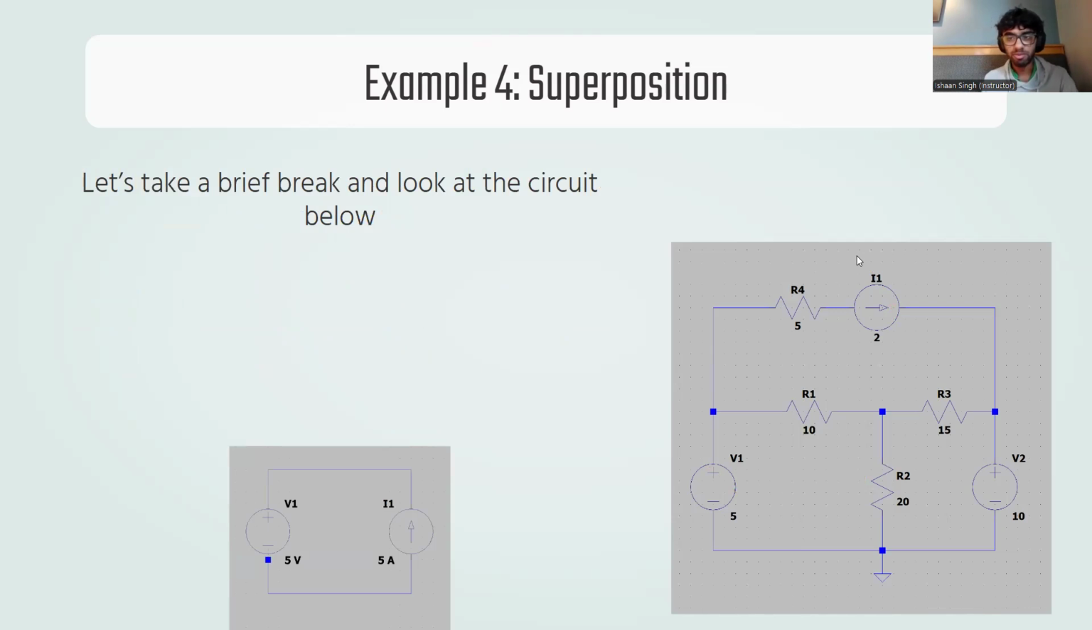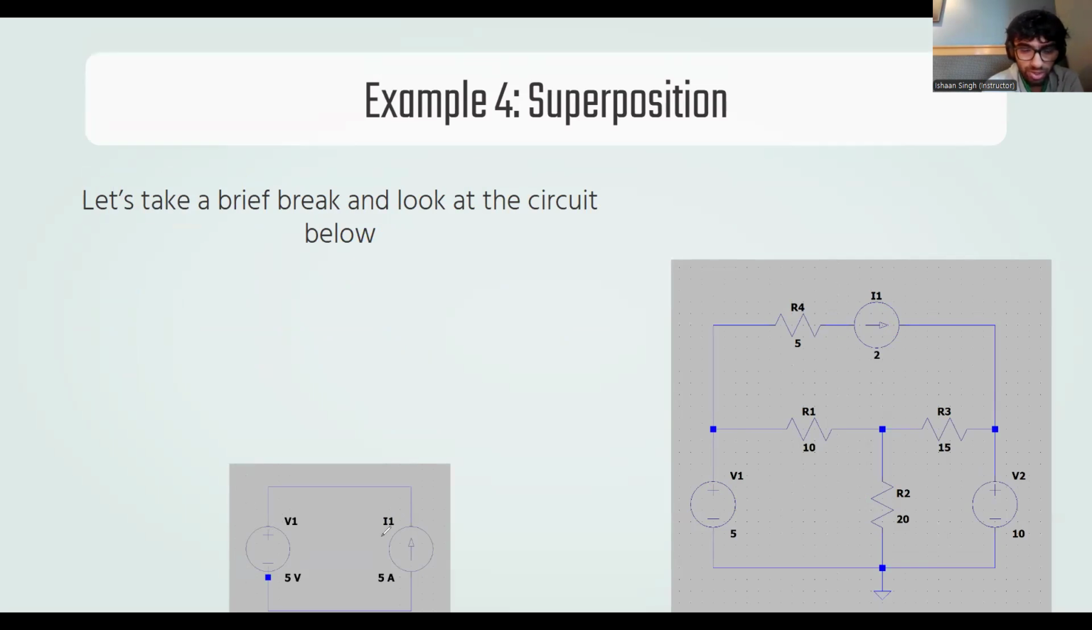So let's take a brief break from looking at the circuit on the right and look at the circuit at the bottom here. We have a battery connected to a current source. So obviously this is a pretty useless circuit. You're just supplying power and then dissipating that power with a thing, right? It's not really doing anything.